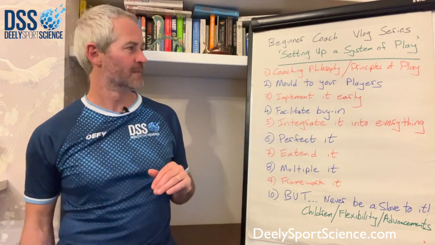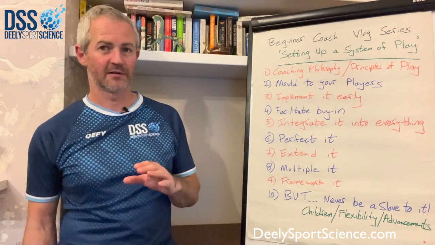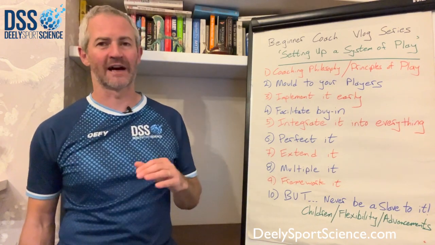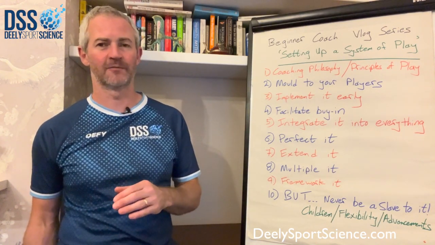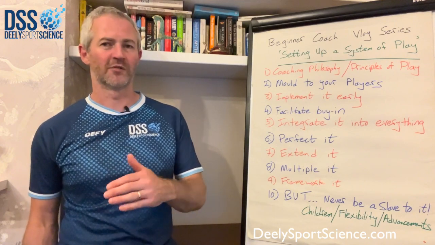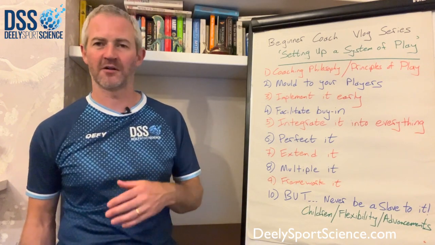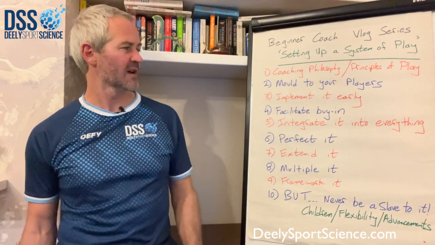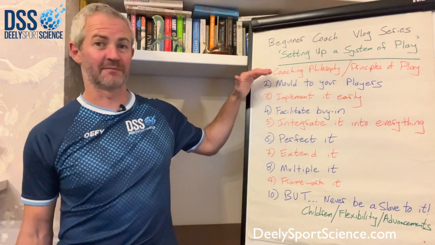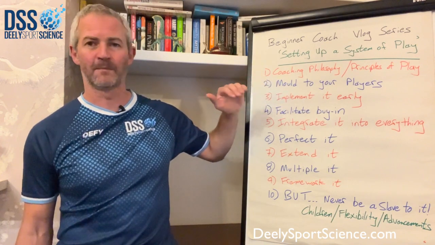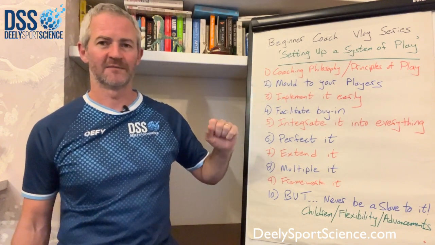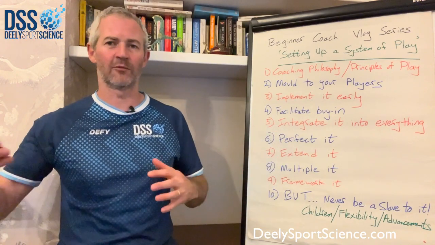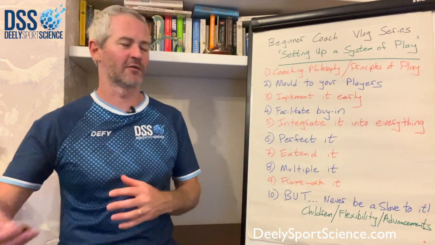Moving on to number 2 then, when enacting your system of play, you need to mould that around the players available to you, or mould it to your resources or your raw materials, or however you want to say it. It's all very well wanting to be really attacking, ultra expansive in play and spreading the ball out wide and spraying passes all over the pitch.